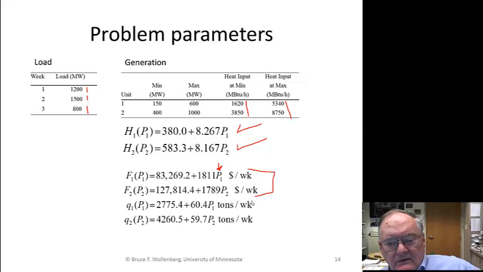Here is the tons of coal. These are all worked out in the text. You should go back over it, since I've skipped a lot of the development of the equations here. Here is the tons of coal as a function of P for each power plant.